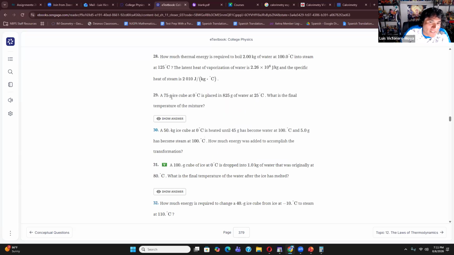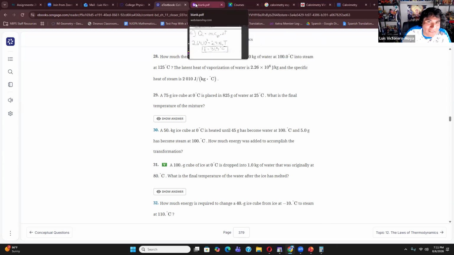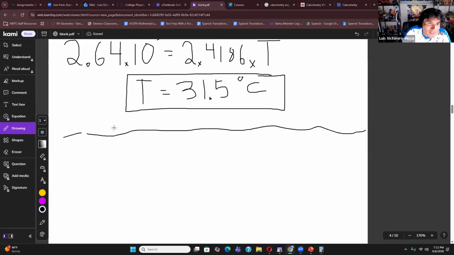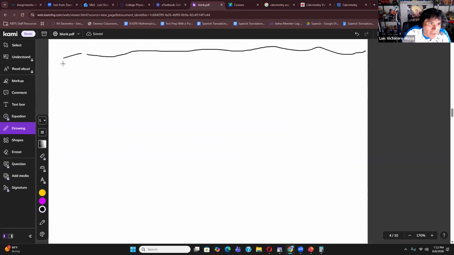So basically you have a piece of ice at 0 degrees Celsius, and you're going to place it in 825 grams of water. It's a lot of water if you think about it. At 25 degrees Celsius, so room temperature. What's the final temperature of the mixture? So you have to be careful because the ice is an ice cube, so it's solid, right? So it's basically what you guys do on a summer day, when you have water with ice, it melts, right? Well, let's take a look.